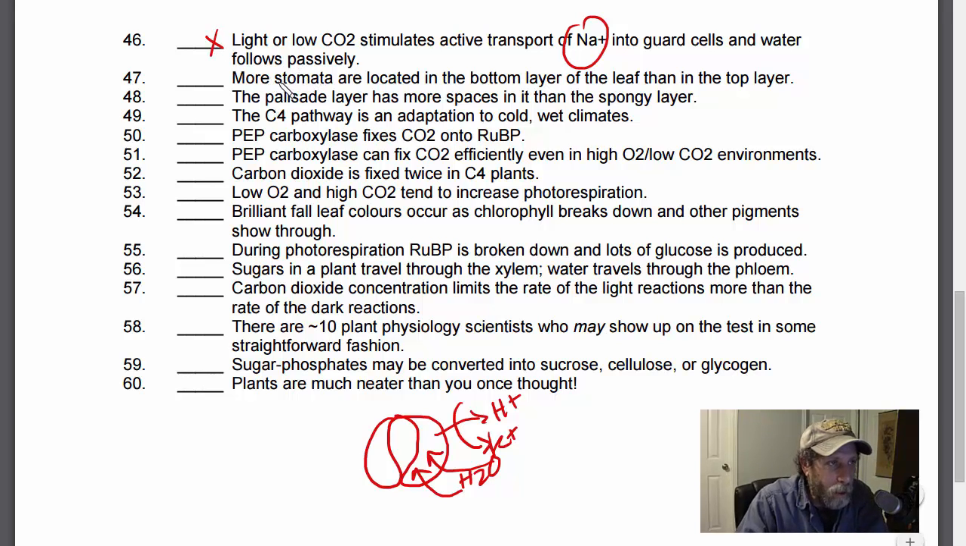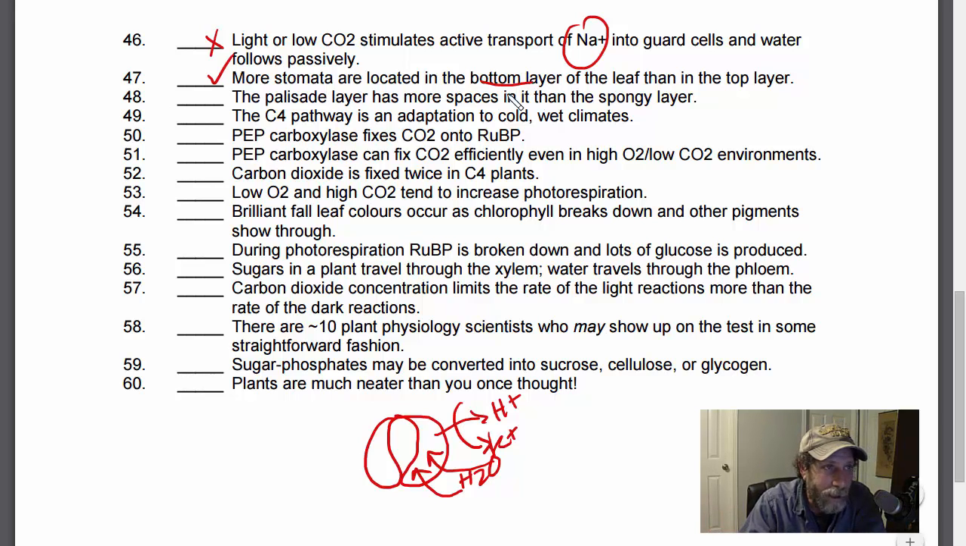Number 47, more stomata are located on the bottom layer of the leaf than in the top layer. Now, I'm not being specific about the names. This would be lower epidermis and upper epidermis. This is true, and this is so that when the stomates open, they're protected from the sunlight, sheltered from the sunlight, so that water is not transpired out of the leaf as readily as it would be if they were in the top.